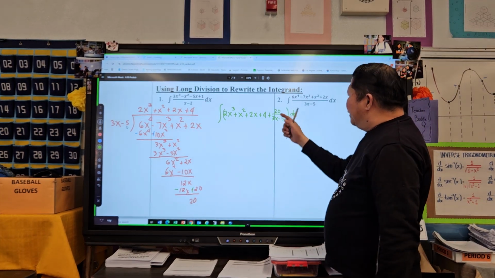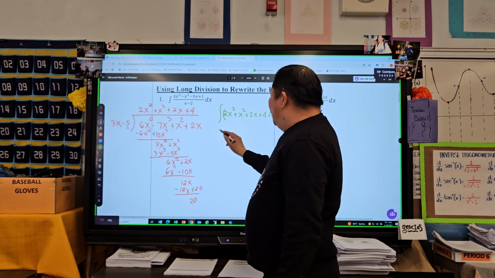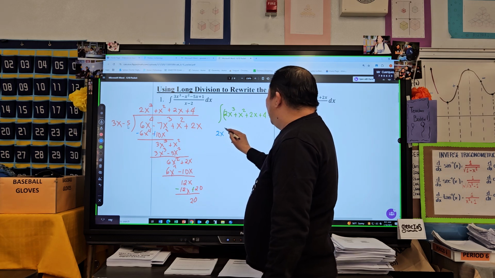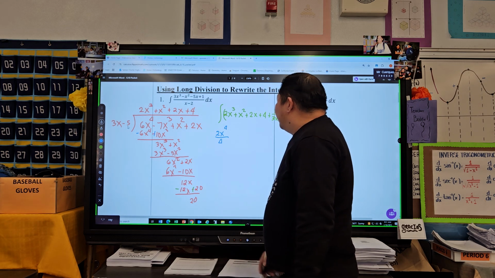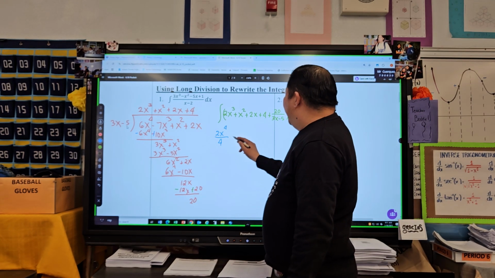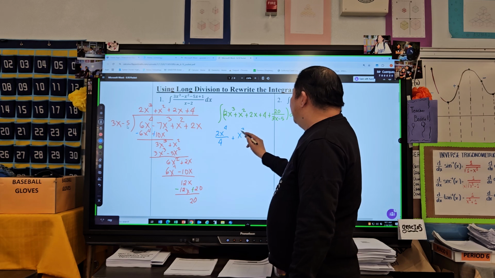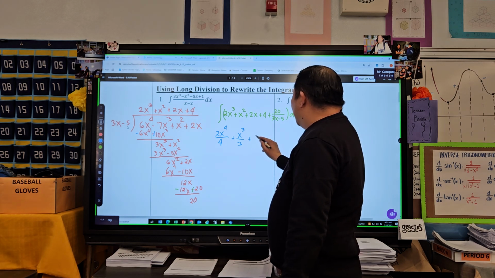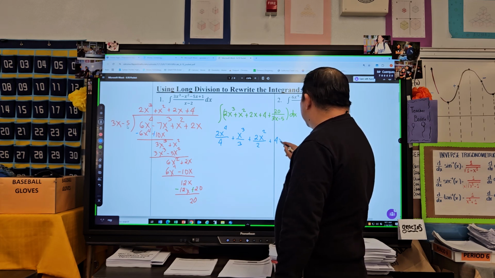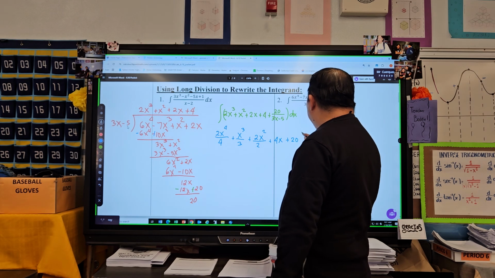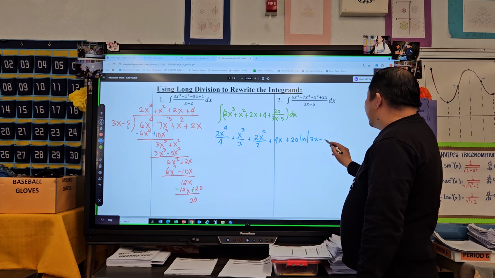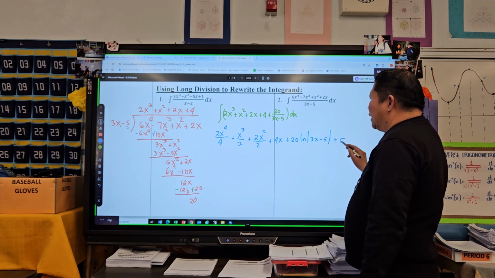So doing the antiderivative, we have 2x to the power of 4 over 4, and then plus x cubed over 3 plus 2x squared over 2 plus 4x plus 20 times ln of 3x minus 5 plus constant.